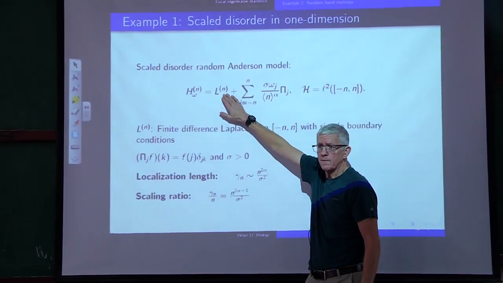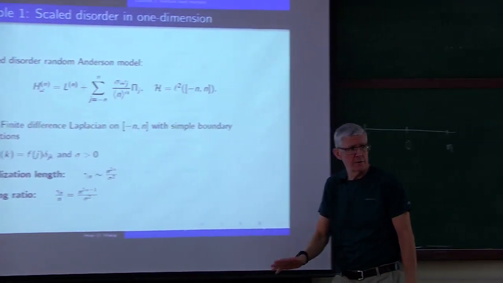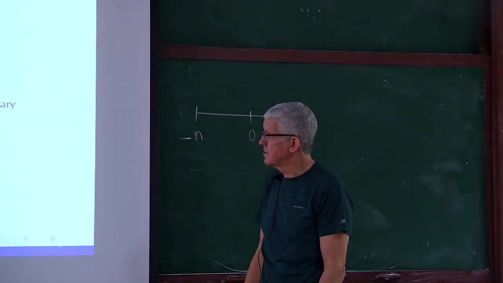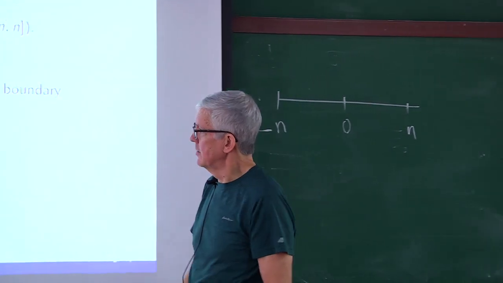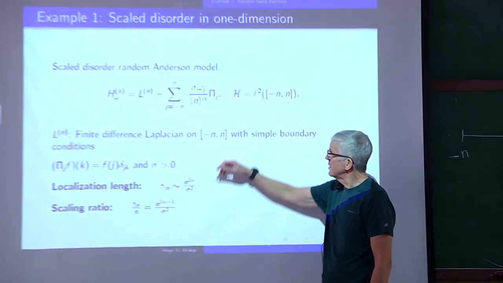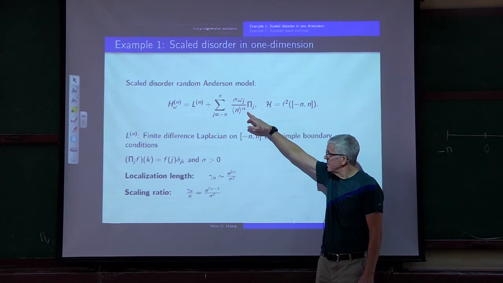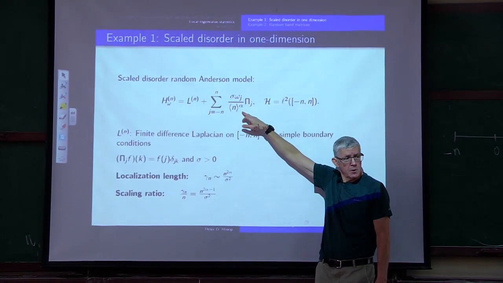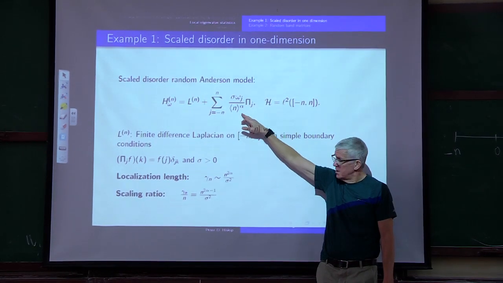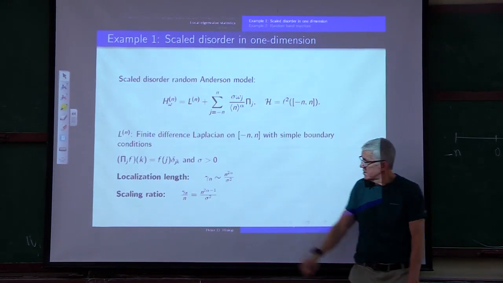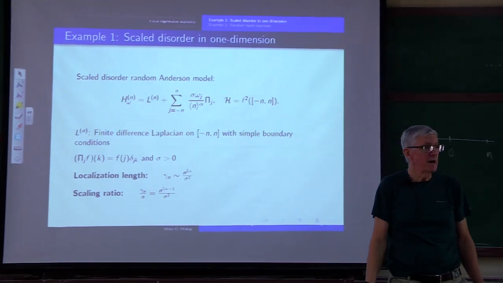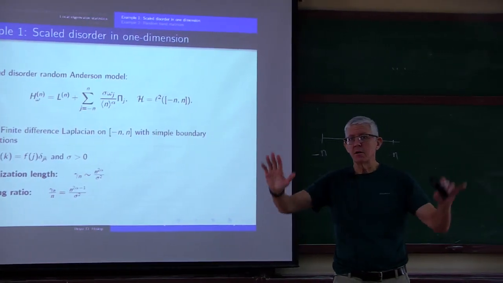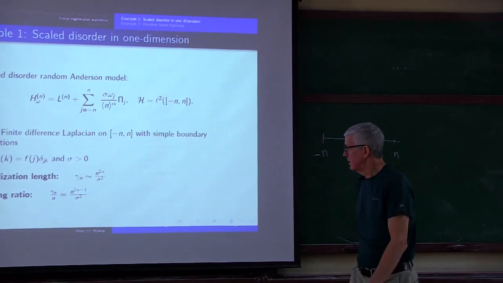This is just the finite difference Laplacian. Doesn't really matter, a deterministic self-adjoint matrix. For this particular model, what's interesting is that the localization length is 1 over the square of the strength of the disorder. So the localization length is n to the 2 alpha divided by sigma squared. Sigma you might as well take equal to 1 from now on.